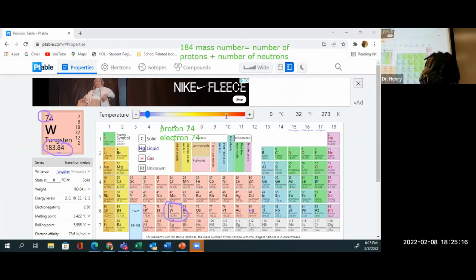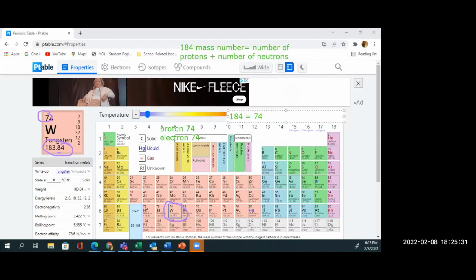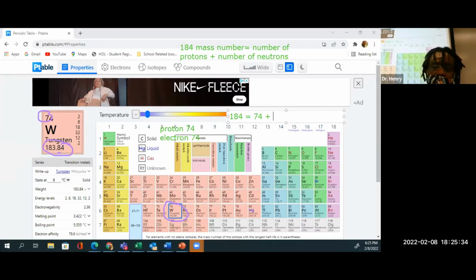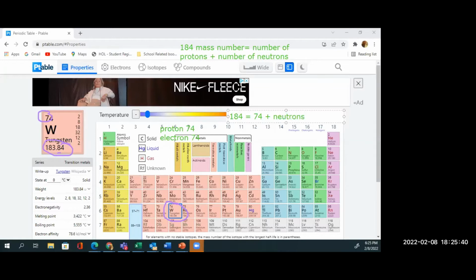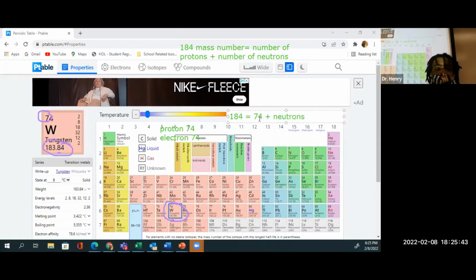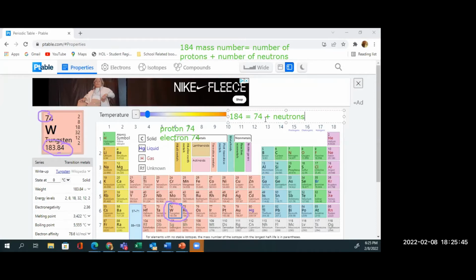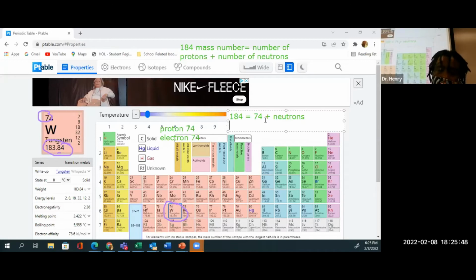So if our mass number is 184, our number of protons for tungsten is how much? 74. So then how many neutrons do I have? 110. 184 minus 74 is 110. So we know that neutrons is going to be 110. See how that works?